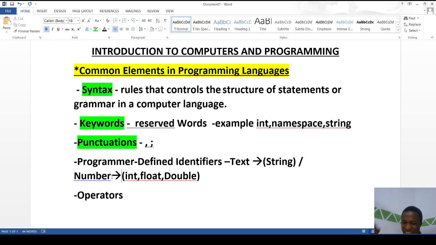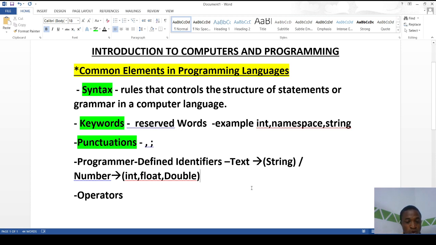What is your name? Let me say my name is Kwesi Osei. So Osei is a text. Okay, how old are you? Maybe I'm 100 years old. It's a number. It's no more a text. So anything that is a number in the IT field, you could refer to as this, which I have highlighted: either int, float, or double. The difference is that int is integer.